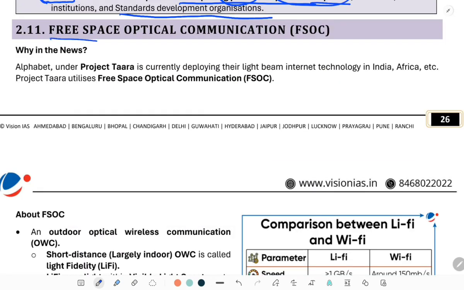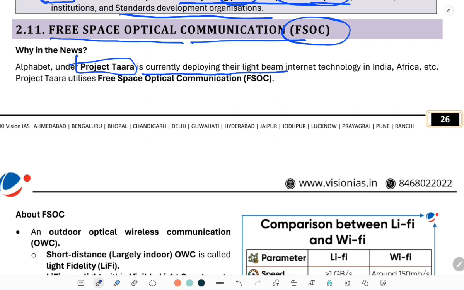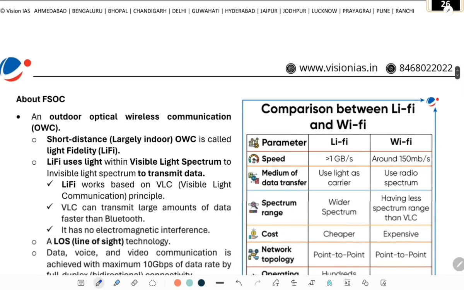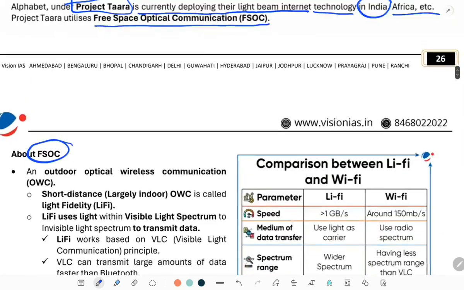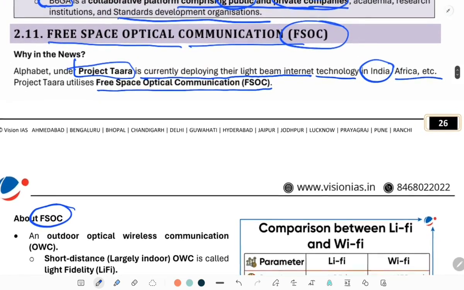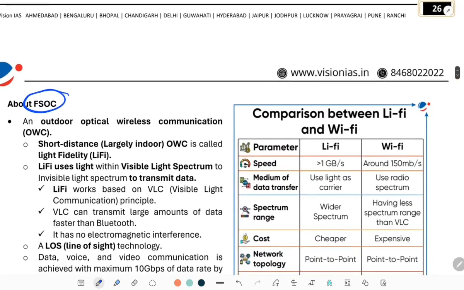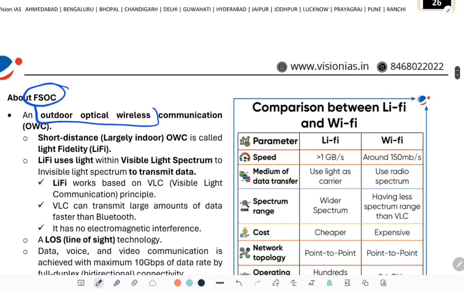Next we'll see free space optical communication, FSOC. Alphabet under Project Taara is currently deploying its light beam internet technology in India, Africa, etc. Project Taara utilizes free space optical communication. We'll see about this FSOC. It is an outdoor optical wireless communication.